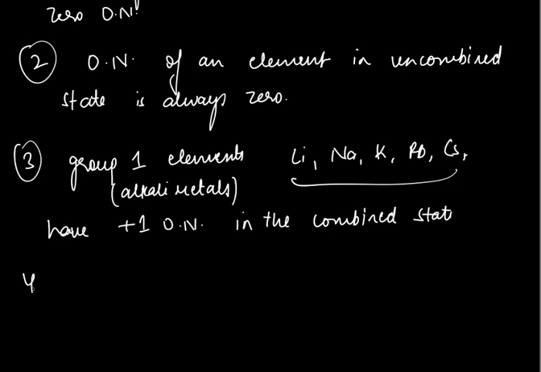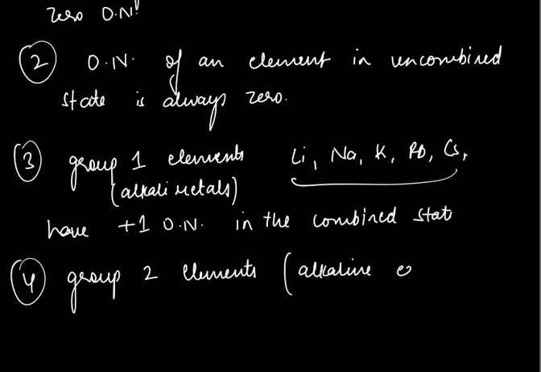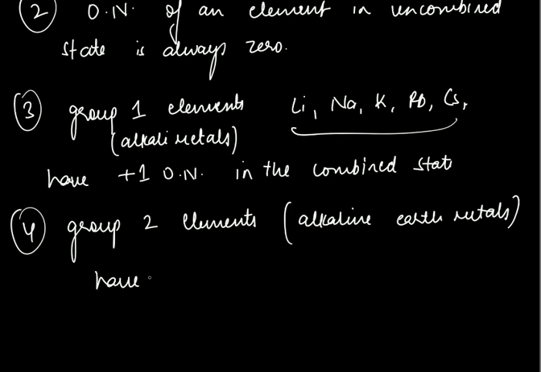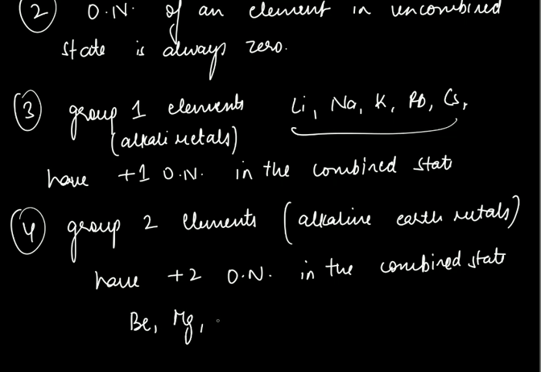Then if we go to group 2 elements, these are alkaline earth metals. They have +2 oxidation number in the combined state. Again, exceptions can be there: beryllium, magnesium, calcium, strontium, barium. The last element is radium. I'm not taking that because radium and strontium both are radioactive, so we are not going to consider their oxidation number over here.